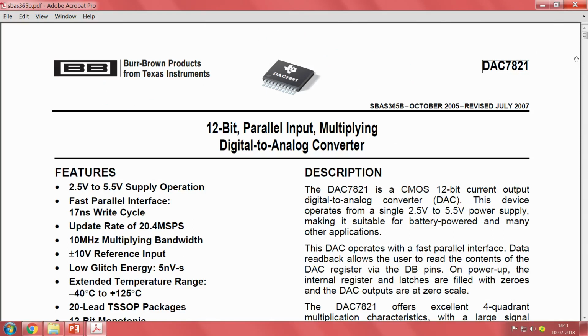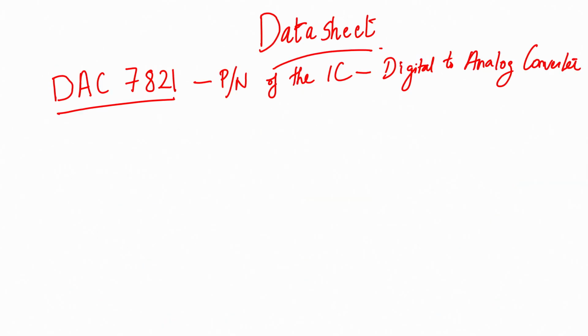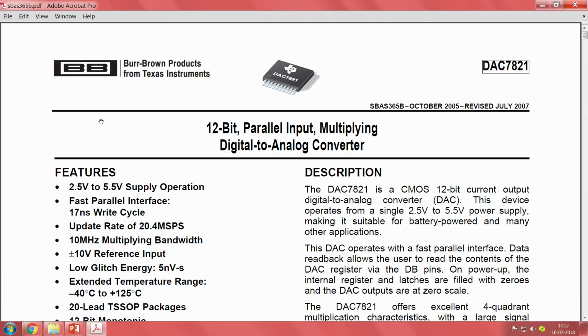So, this is how a normal data sheet of any company or an IC would look like. I think you can see my cursor. They have the IC image here, this is how the IC will look like, and then in one line they will explain what actually this IC is. This is a 12-bit parallel input multiplying digital to analog converter. So, in one line they have told us what it actually is. So, this is 12-bit, so let us note it down. How many bits are there? 12 bits and parallel input.